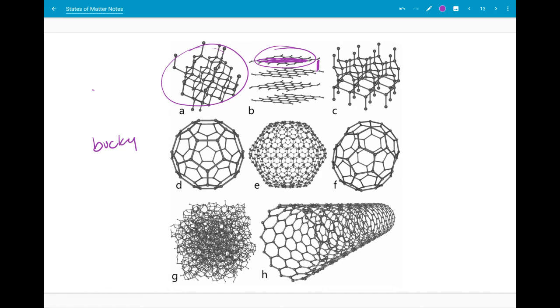This one here is called a buckyball or Buckminster fullerene. So each of these corners is a carbon. So there's a whole lot of carbons there. This is amorphous carbon. It's just a pile of carbon. It's kind of random. This thing here is a carbon nanotube. So you might have heard about nanotechnology. This has some really cool implications for the medical field.